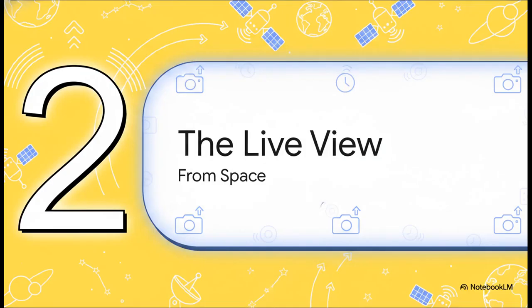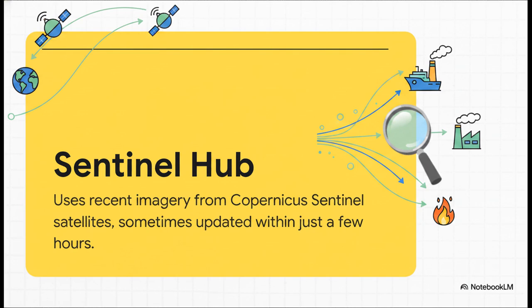But here's the thing about Google Earth. It's mostly a snapshot of the past. So what happens when you need to know what's going on right now? Well, for that, you're going to need a live view from space. And this is where we level up. Enter Sentinel Hub. Now, we're not talking about yesterday's data anymore.